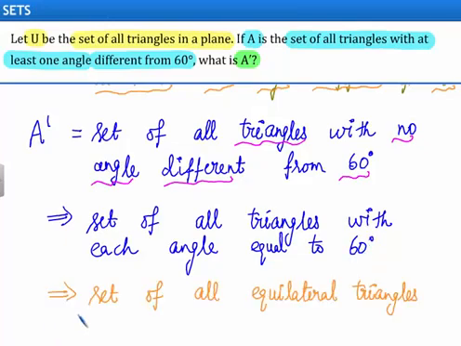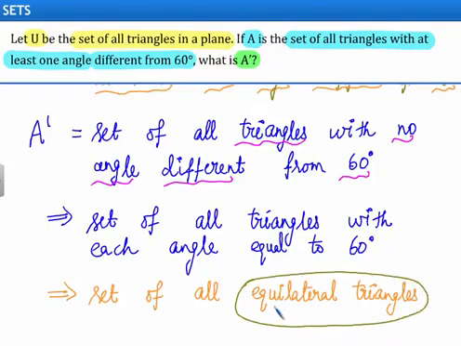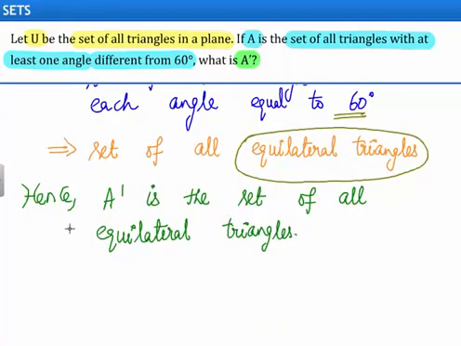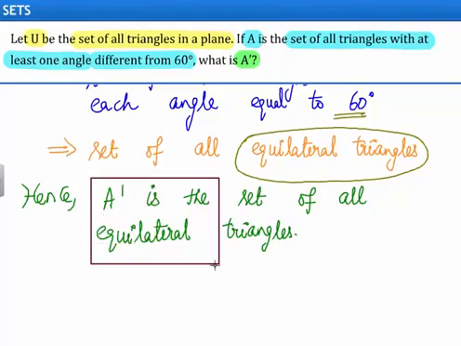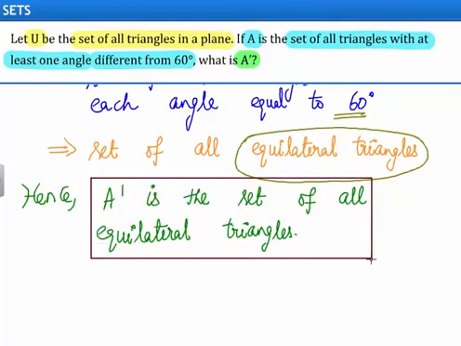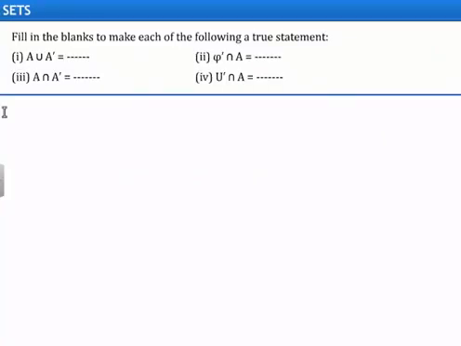This can be written as set of all equilateral triangles, since each angle of equilateral triangle is equal to 60 degrees. Hence, A complement is the set of all equilateral triangles. This completes the solution. In this problem, we need to fill in the blanks to make each of the following statements as true statement. Let us see the solution.